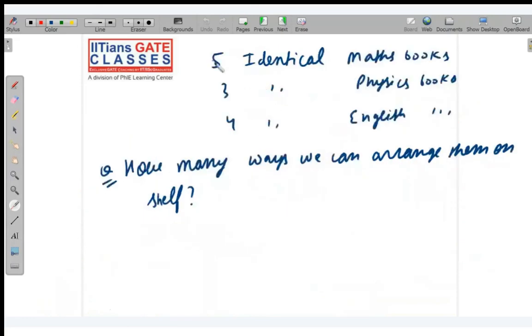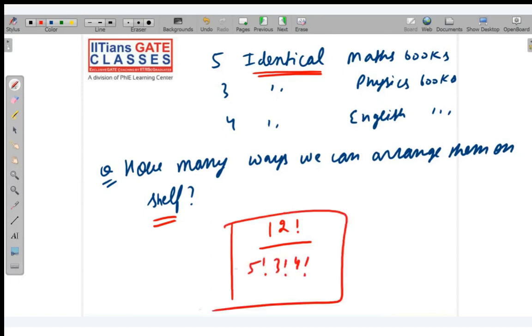Now let me start today's class. We have five identical maths books, three identical physics books, and four identical English books. How many ways can we arrange them on a shelf? Total how many books are there? 5 plus 3, 8 plus 4, 12. So we write 12 factorial. And the identical things are 5, 3 and 4, so 5 factorial, 3 factorial, 4 factorial. This is my answer, just like the Mississippi problem. Please take a snapshot. I will jump to the next slide.